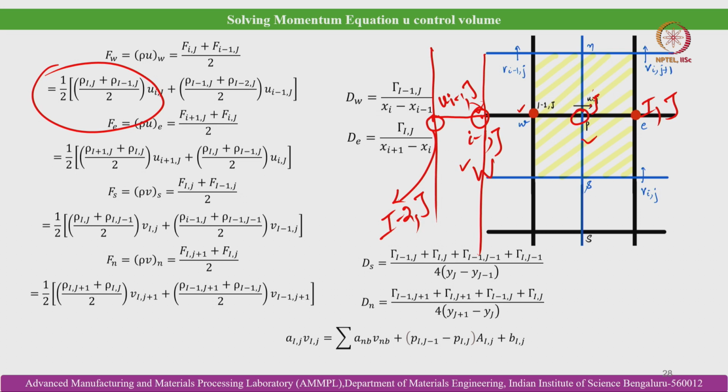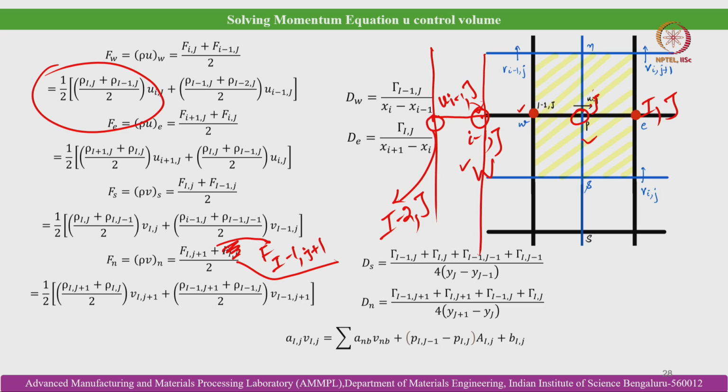Similarly for the north face it comes as F n is equal to rho V n is equal to F capital I j small j plus 1 plus F capital I minus 1 j plus 1. So this needs to be corrected. Here it should be F capital I minus 1 small j plus 1. So this plus this divided by 2.